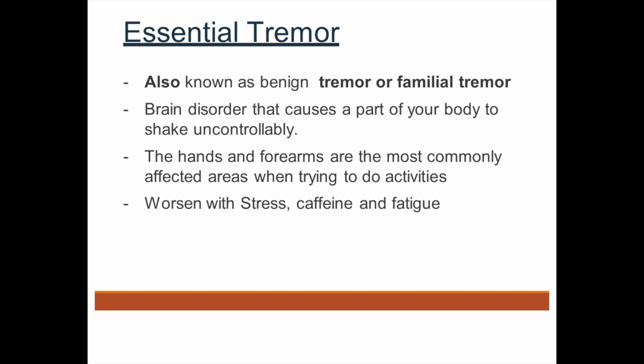It is also known as benign tremor or familial tremor. So usually there are family members that already had tremor and they pass it on to their kids. So it's usually around in the family. It just causes a part of your body to shake uncontrollably and is usually affecting the arms and forearms, but in some cases can also affect the head and the legs and even the voice. As any tremor, it worsens with stress, drinking coffee, and when patients are fatigued.